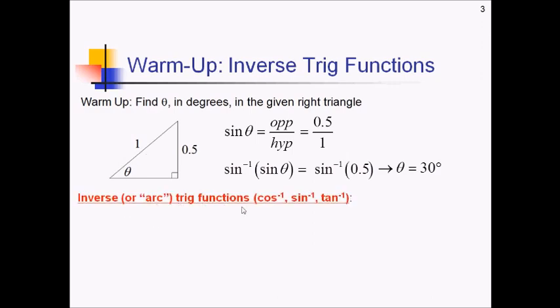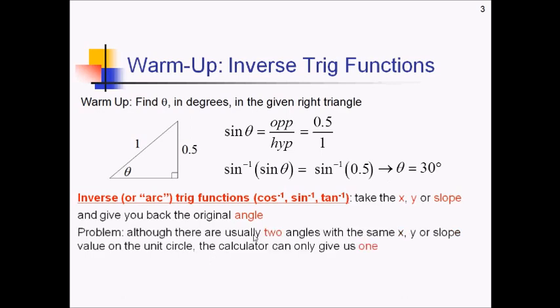or arc trig function, such as cosine inverse, sine inverse, or tan inverse. These are functions that take an x, y, or slope value, depending on which one of these you use, and I wrote them in order here, and they'll give you back the original angle that would have produced that x, y, or slope value. Seems simple enough, it's just a reverse lookup. The trouble is, although there are usually two angles with the same x, y, or slope value on the unit circle, the calculator can only give us one.